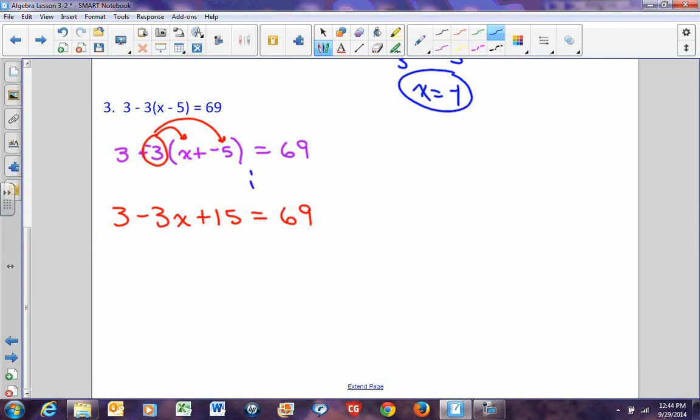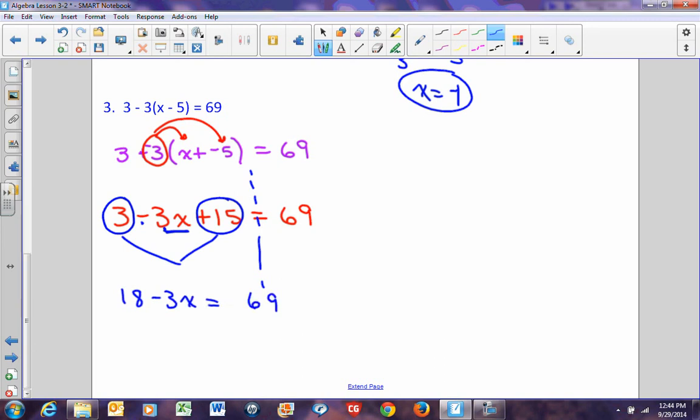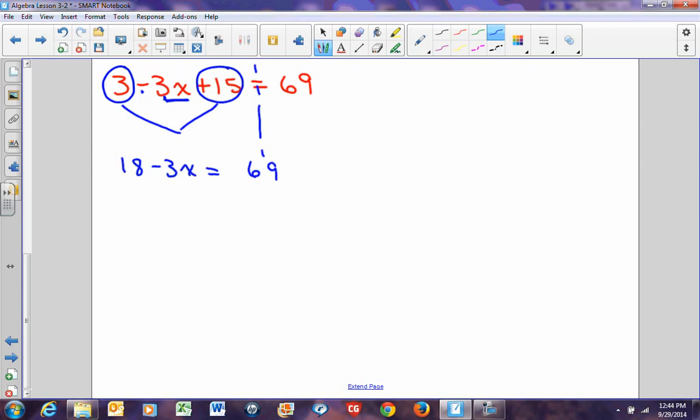Again, this is the dividing line between my equation. I can look and see if I have any like terms. This 3 and this 15 are like terms. Both of those are positive because this negative sign goes with this 3x right here. So 15 and 3 is 18 minus 3x equals 69. Now I simply need to get x by itself. So I will subtract 18 from the left side, and I will do the same thing to the right side.